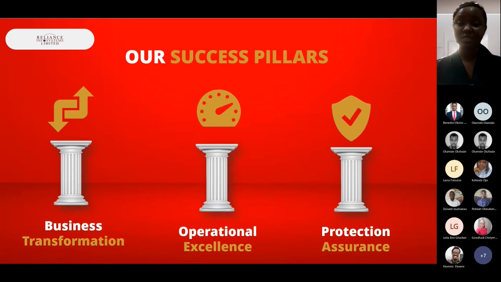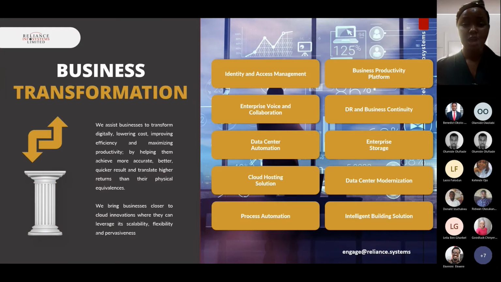Next, we'll be looking at 3 success pillars that define our mode of operation here at Reliance Infosystems. These pillars include business transformation, operational excellence, and protection assurance. For business transformation, we look at assisting businesses to transform digitally. We look at lowering costs and empowering our customers to boost productivity in the face of new remote and hybrid work conditions. So under this first pillar, we provide identity and access management, business productivity platforms, cloud hosting solutions, and a long list of advanced services.